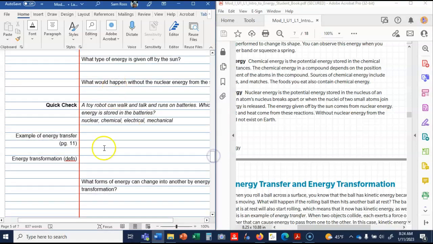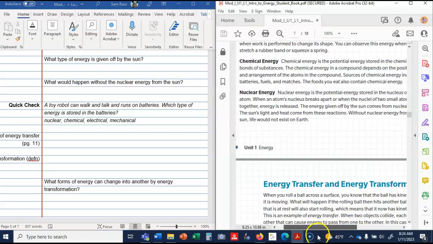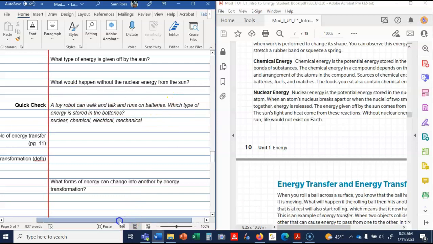There we go, right there. And what would happen without the nuclear energy from the sun? That's going to be the last sentence here. Without nuclear energy from the sun, life on Earth would not exist.